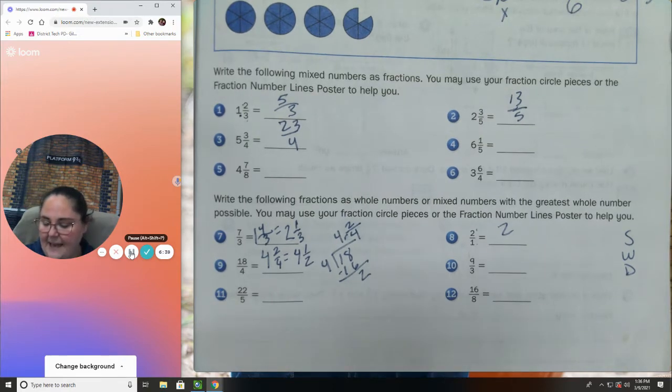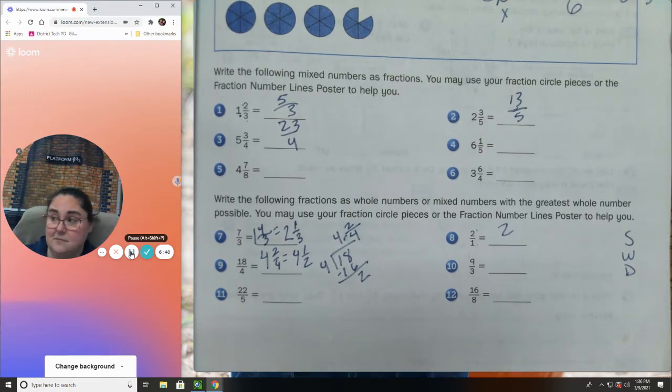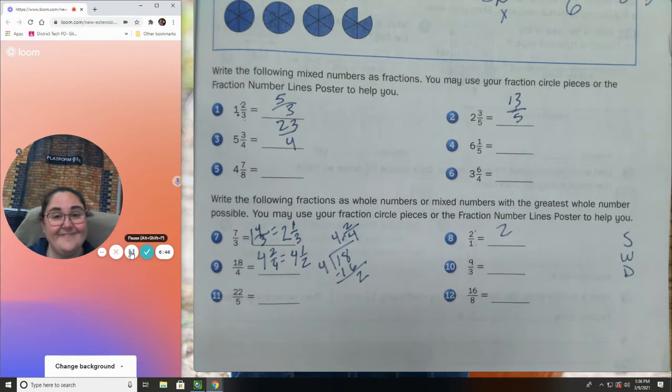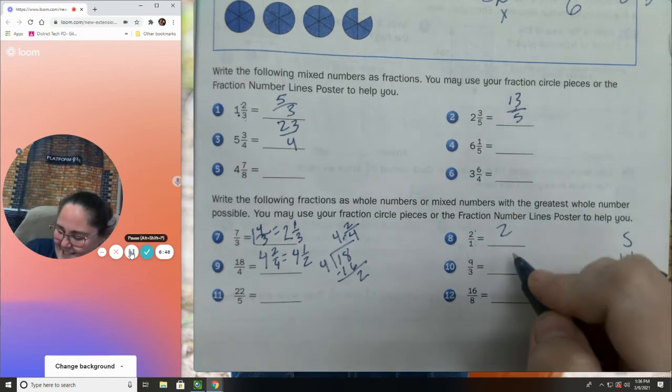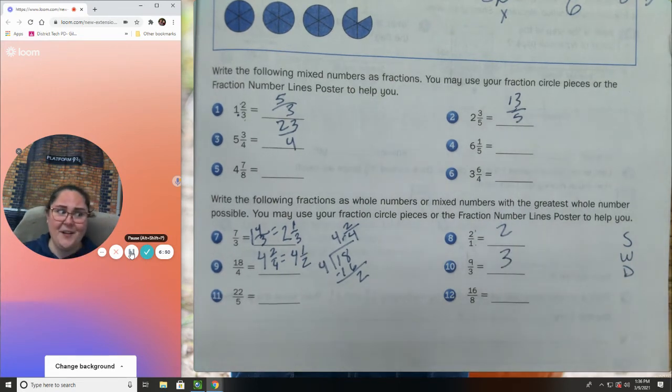So number 10, divide. Do the top number divided by the bottom number. What is your answer? For this one, your answer should be 3. 9 divided by 3 is 3. Simple. There's no remainder, so there's no fraction. Let's do the next one.